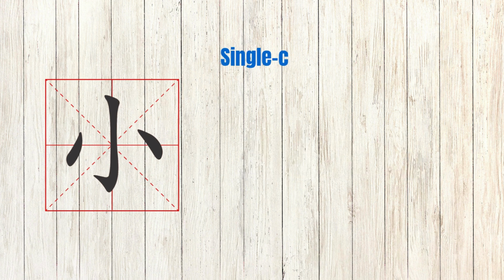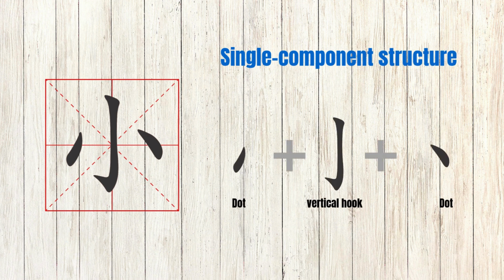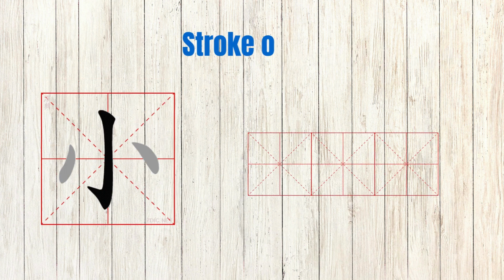It is a single component character with 3 strokes: dot, vertical hook, and dot. Isn't that simple? Now, let's try to write this character stroke by stroke. First, write a long vertical hook in the middle of the square grid. Then add a dot on the left side of the hook. Remember, this dot goes from the upper right to the lower left.